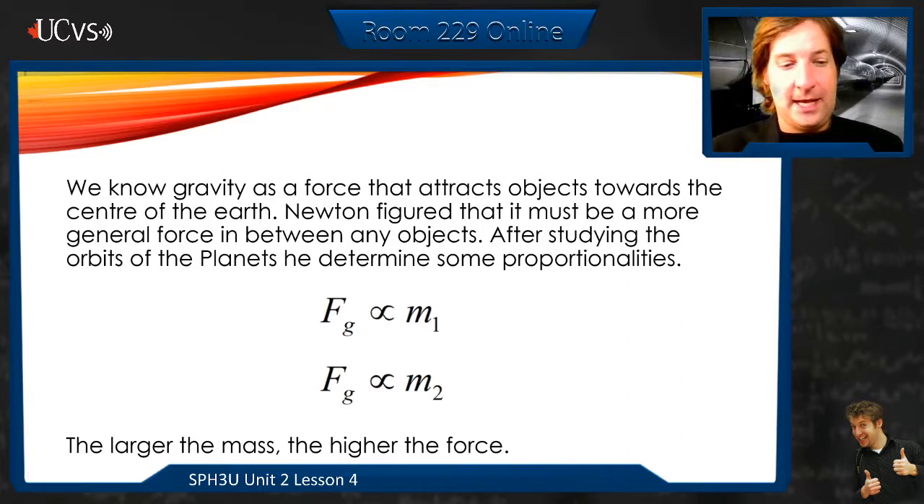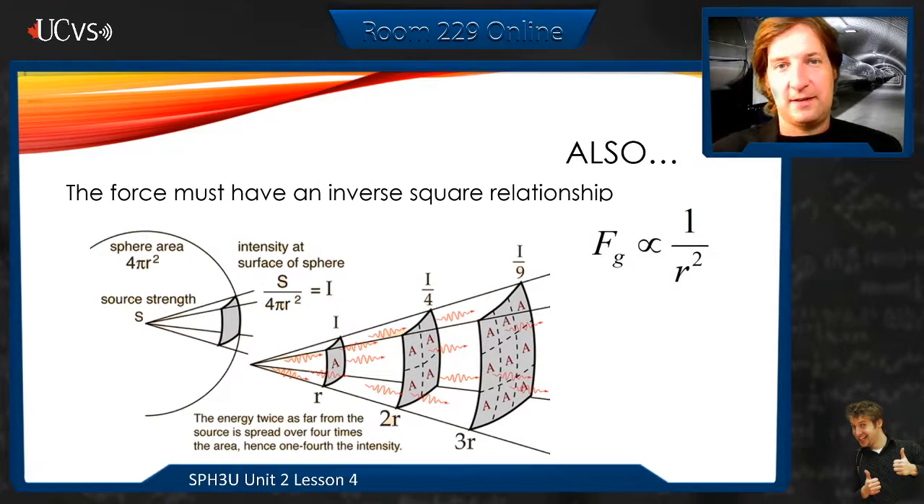And the more brilliant proportionality statement was stating that the force follows what we call an inverse square relationship. What does that mean? Inverse, so that's 1 over, square. So it's proportional to, as we see here, 1 over r squared. And why does it do this? We've got to think about surface area here, for example.